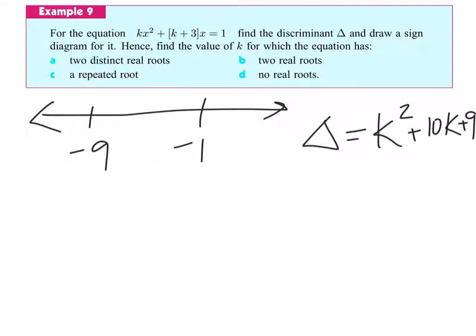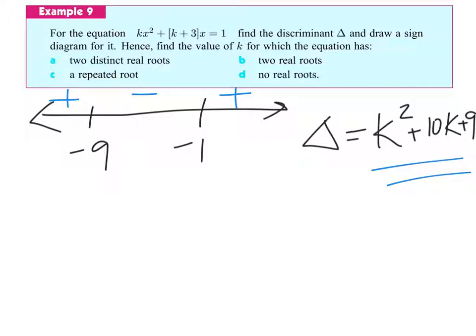Okay, so we have a sign diagram drawn for us, and the discriminant that we were working with came down to k squared plus 10k plus 9. I love to start with plugging in 0. So when I plug in 0, the k squared is gone, the 10k is gone, and I have a positive 9, so over here is positive. Since this is already quadratic, I know it's going to be plus, minus, plus. I could pick other points to check, but that's the case.